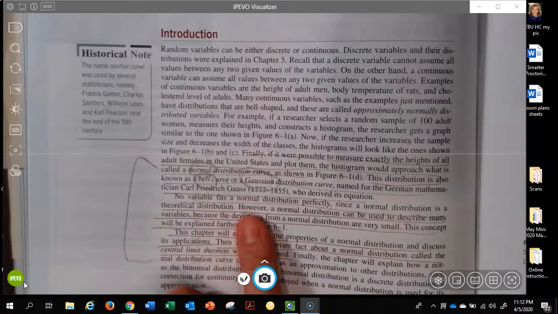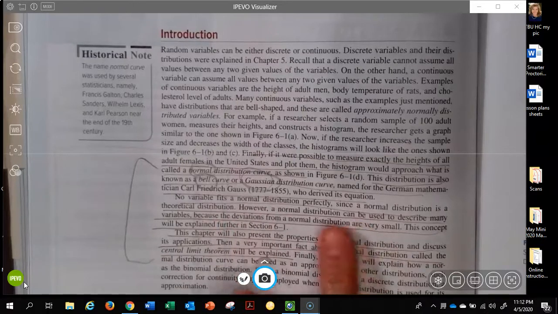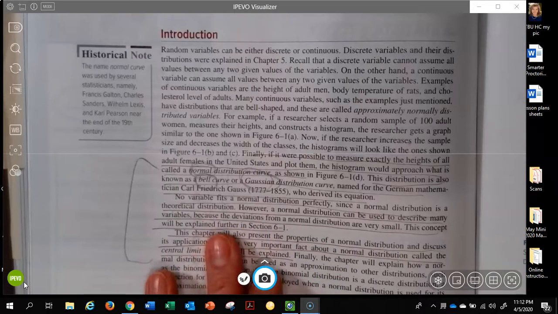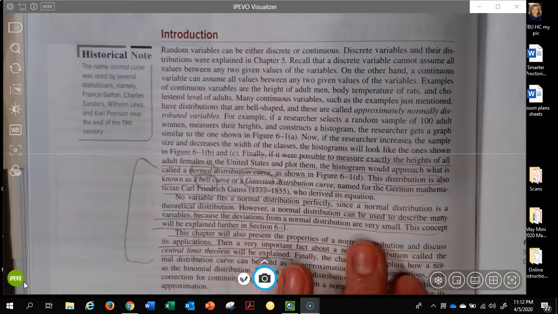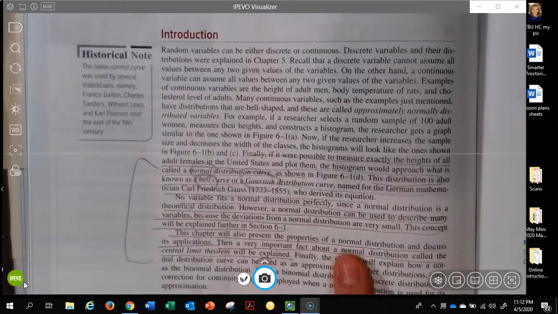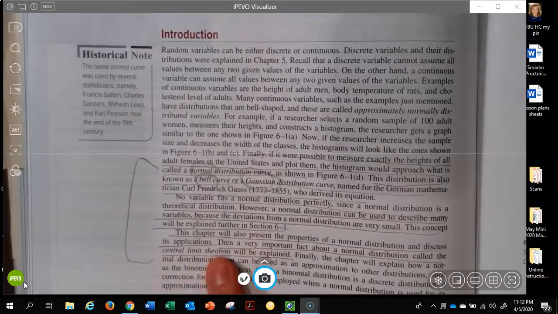No variable fits a normal distribution perfectly. Since a normal distribution is a theoretical one, however, a normal distribution can be used to describe many variables because the deviations from a normal are very small. And this concept can be explained later. But this chapter is also going to present the properties of a normal distribution and discuss its applications. Then a very important fact about normal distribution called central limit theorem will be explained.